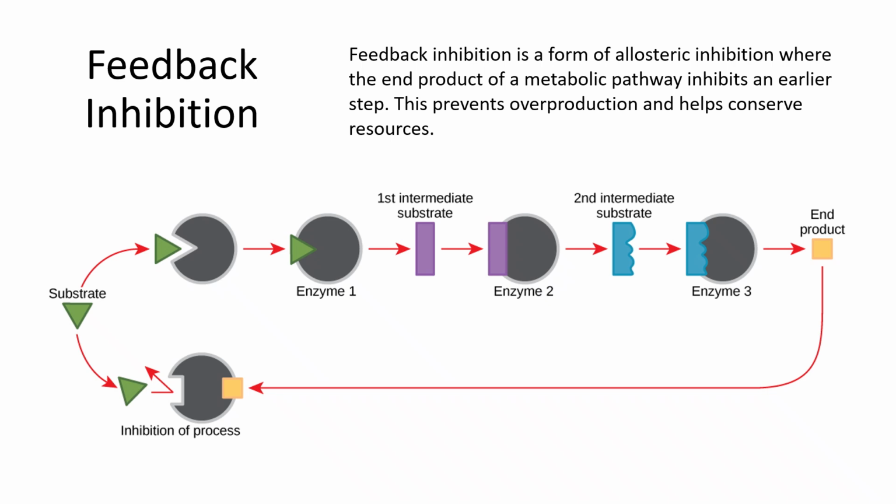Feedback inhibition is a type of allosteric regulation. Here, the final product of a pathway inhibits an earlier enzyme in the sequence. This stops the cell from wasting energy and resources by producing more product than needed. It's a built in control mechanism.